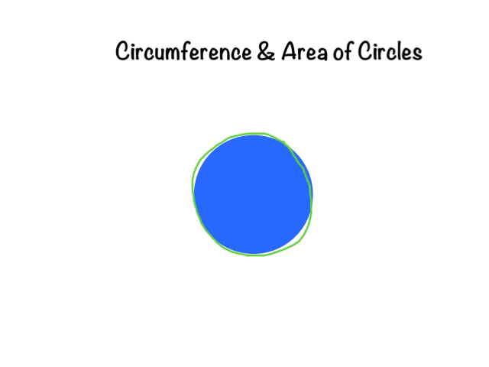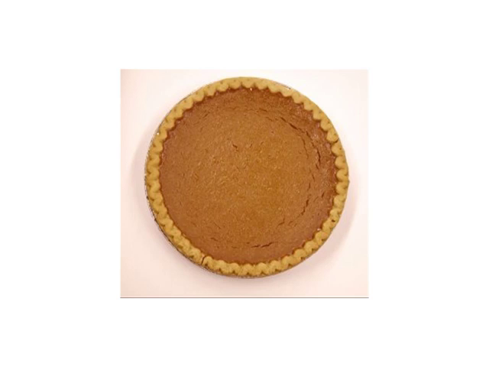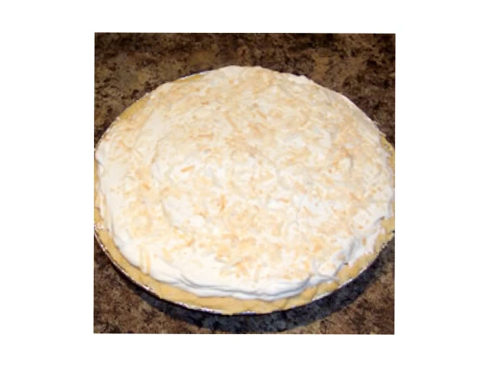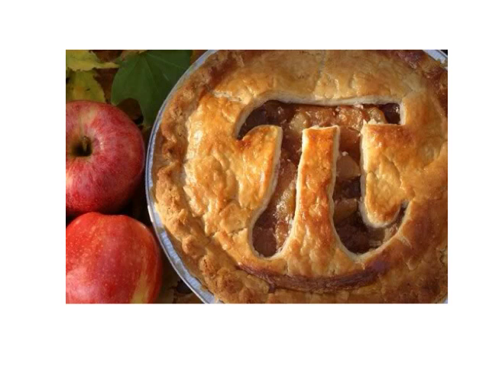And when I think of circles, I think of one of my favorite things, pi. I love pumpkin pie, apple pie, coconut cream pie. Oh yes, and of course, this pi. You see, this pi is a Greek symbol that represents a number, 3.14. And when we deal with circles, we definitely need pi.